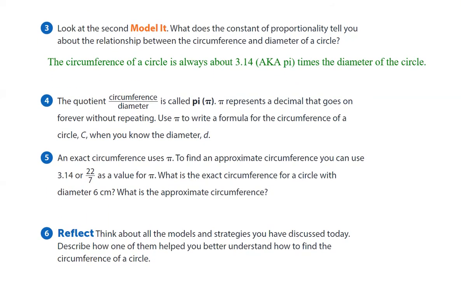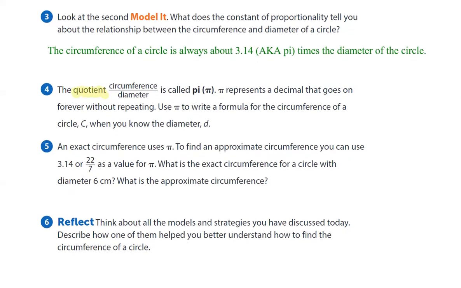Number 4, the quotient, aka the fraction, aka the division problem, which is really the division answer. I don't like it when they call fractions quotients, even though it's technically correct. The quotient circumference divided by diameter is called pi. Pi represents a decimal that goes on forever without repeating. It does not have any repeat sequences in it.